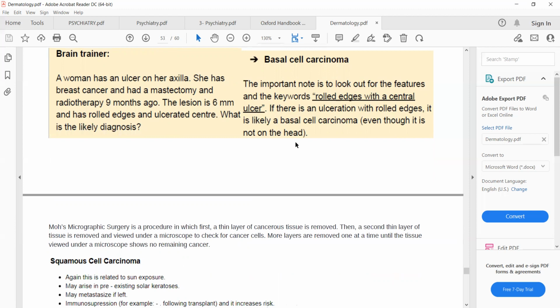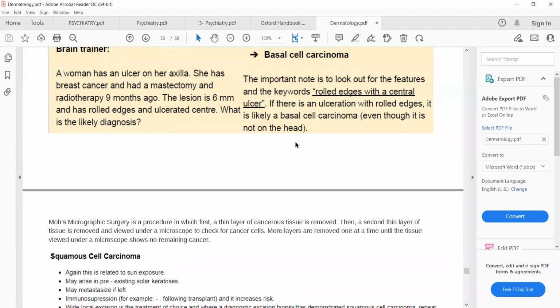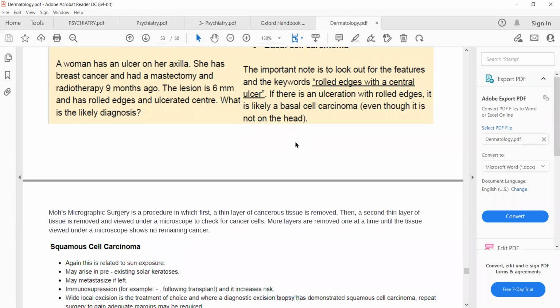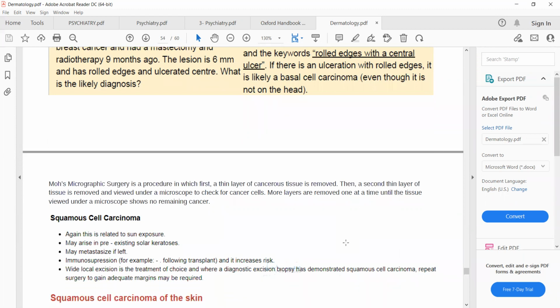In this surgery, a thin layer of cancerous tissue is removed, and then a second thin layer of cancerous tissue is removed, and it is viewed under the microscope to check if there are any cancer cells present. More and more layers are removed until there are no cancer cells viewed under a microscope. So it is done in different types of skin cancers.